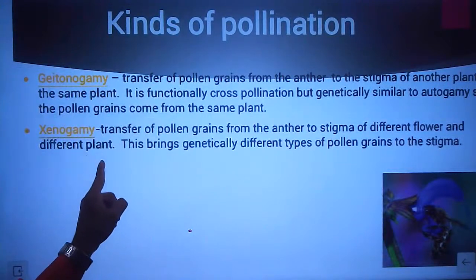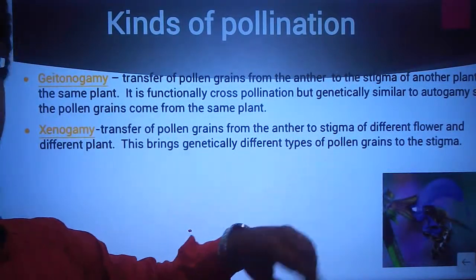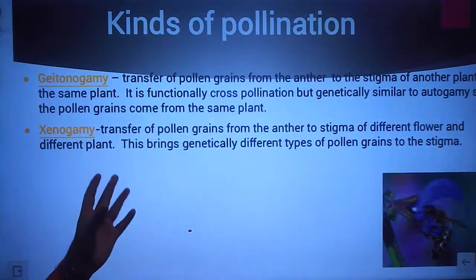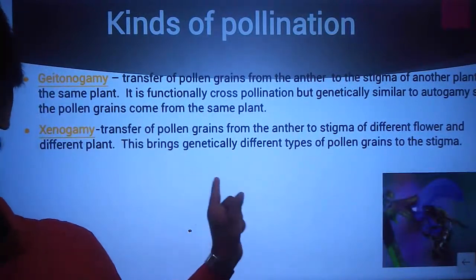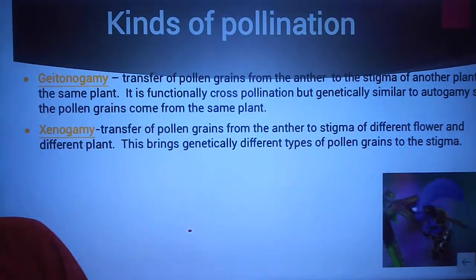Whereas xenogamy, what is xenogamy? Transfer of pollen grains from the anther to the stigma of a completely different flower and also a different plant, and this brings genetically different types of pollen grains. Here you could see variations, as in the case of cross-pollination, right?